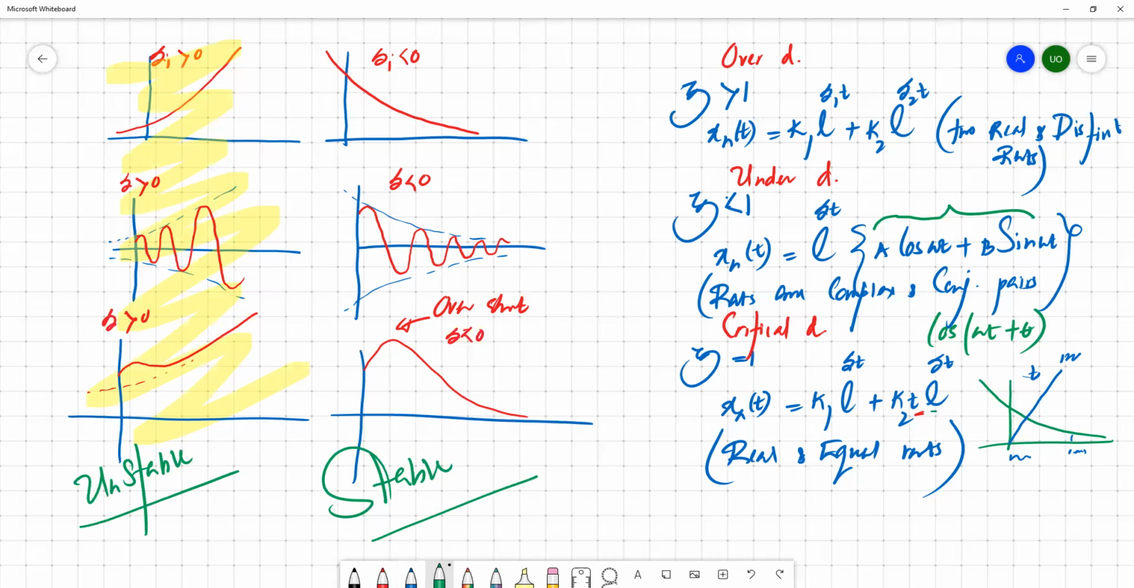If you are dealing with a stable response, then it would be one of these. If you see this kind of response, you can immediately come to a conclusion: this is a second order scenario where you have real and distinct roots. If you see this second type of signal, you know that the roots are complex and conjugate.